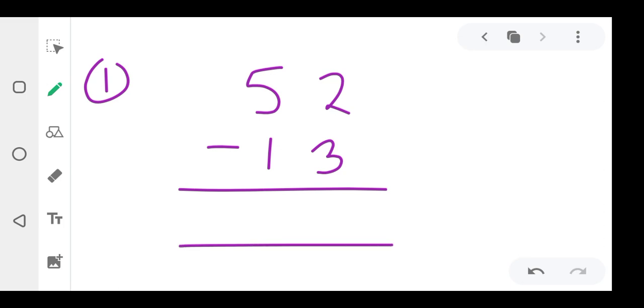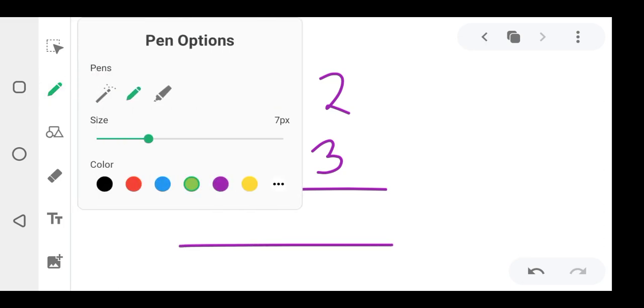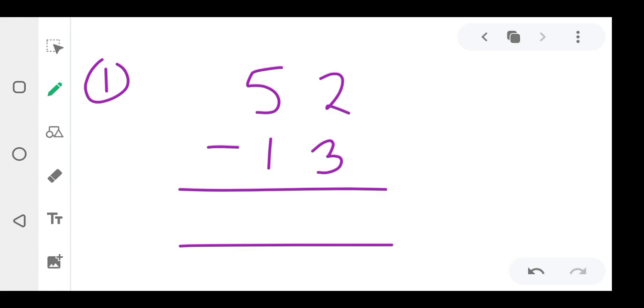Look at question 1. For example, in your test, if a teacher brings for you 52 minus 13, if such a question comes, what do you do? This question is a little bit different. Why? Because the number on top, this 2, is actually smaller than the number down here, which is 3. Which one is bigger, 2 or 3? It is 3. So when there's a smaller number on top, you always borrow 1 from the number before that number.